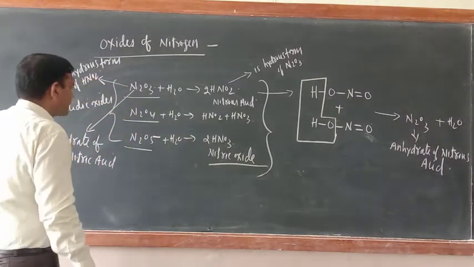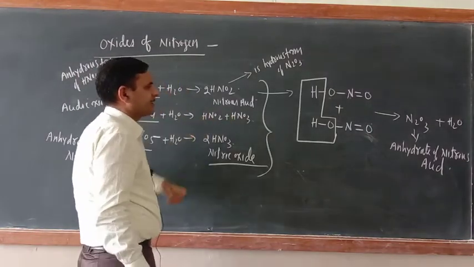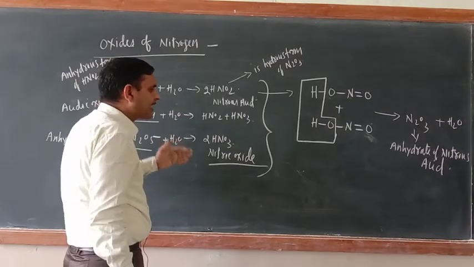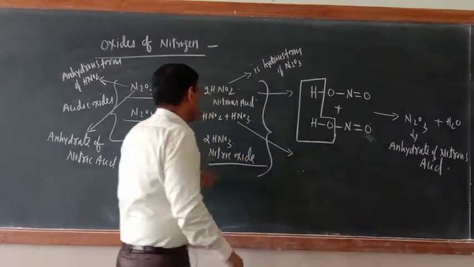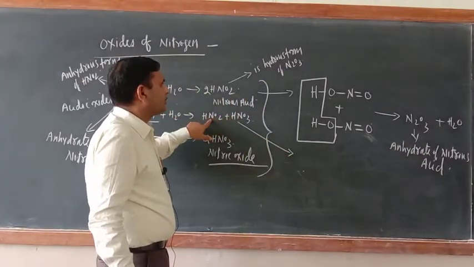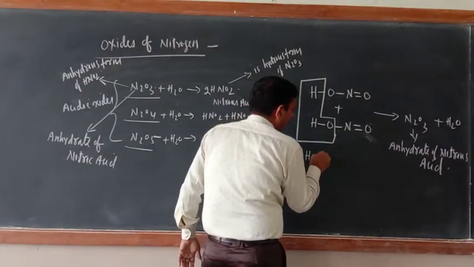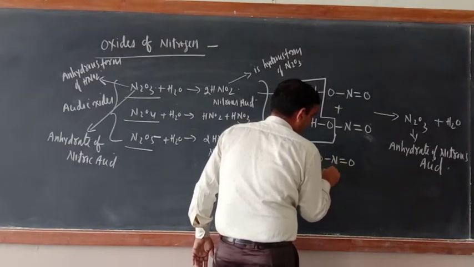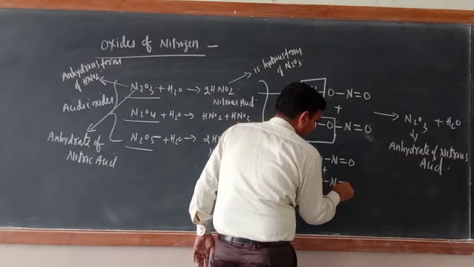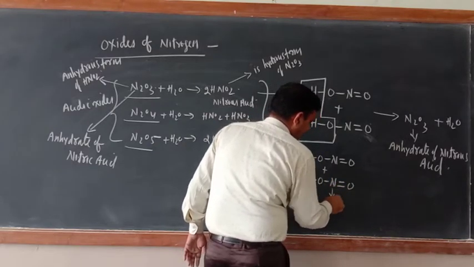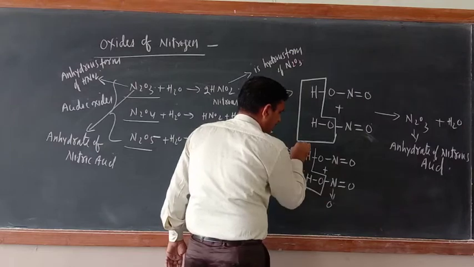What about this one, N2O4? N2O4 is nothing but anhydrate of nitrous and nitric acid. Anhydrate of nitrous and nitric acid. Just try to understand. Now second one, you do one thing. HNO2, just see, make the structure first. HON double bond O. Another one is HON double bond O, and one here write coordinate bond. This is nitrous acid, this is nitric acid. So HO, this one and this one.